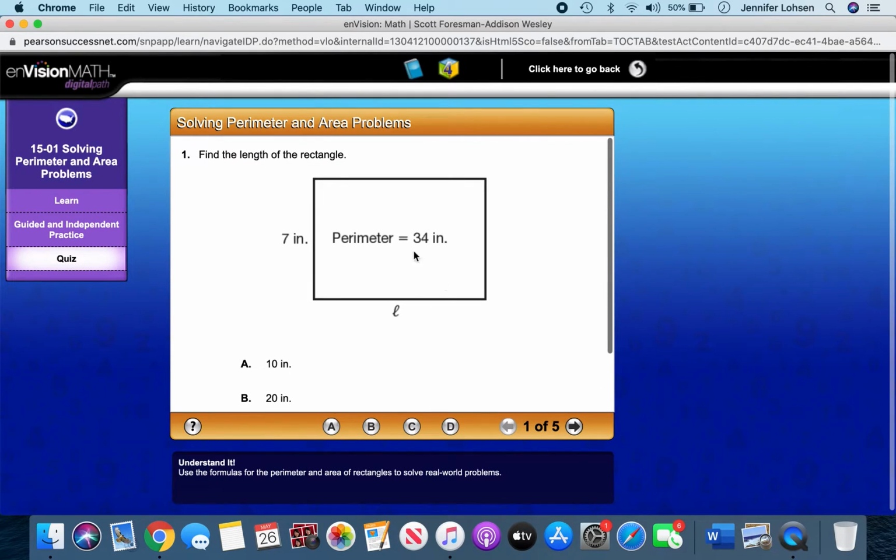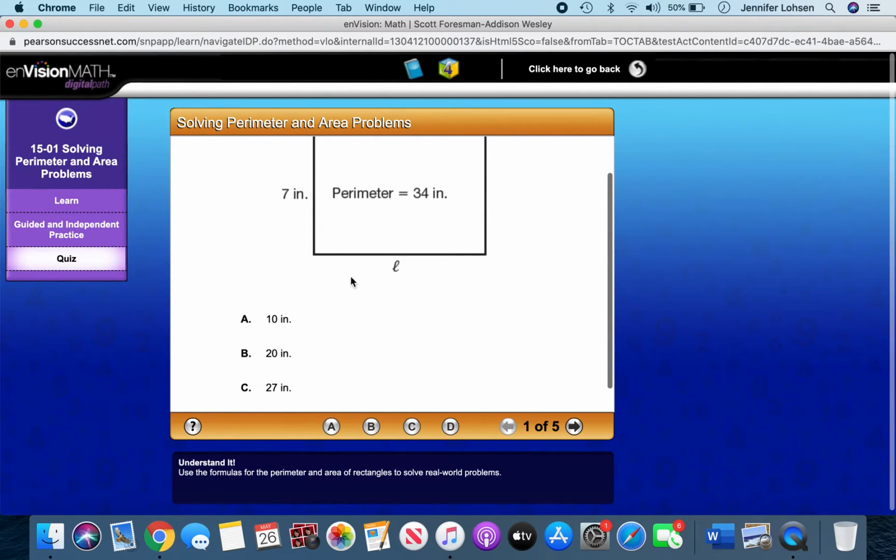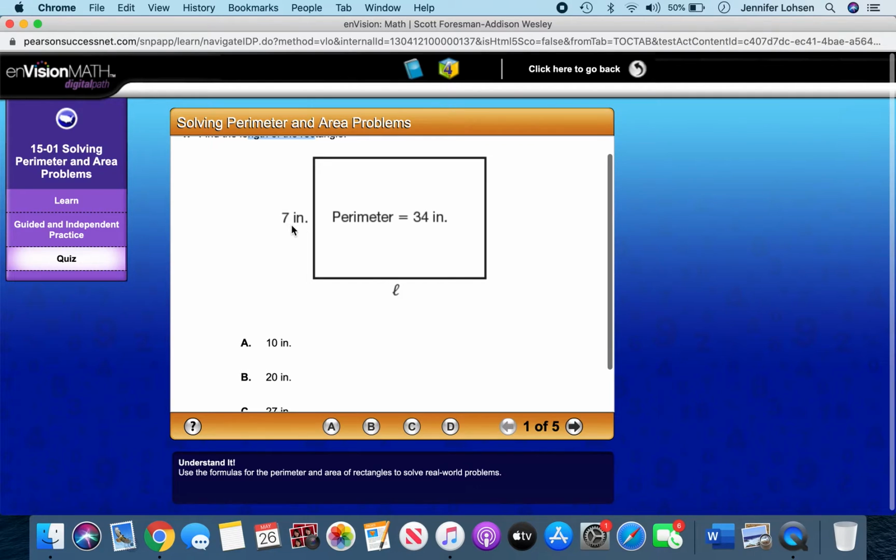So for this one, it says to find the length of the rectangle. So we have 7 inches is our width, and our length is unknown, and we are given our perimeter. Now remember, the formula for perimeter is length plus length plus width plus width. So in order to figure this out, what I need to do is I know whatever is on one side is automatically going to be on the other side because this is a rectangle. A rectangle is made up of 2 sides of equal numbers. Okay, so whatever's here is going to be here.